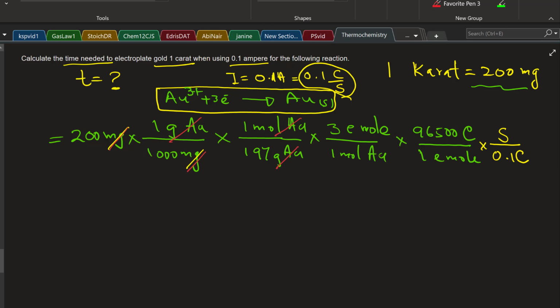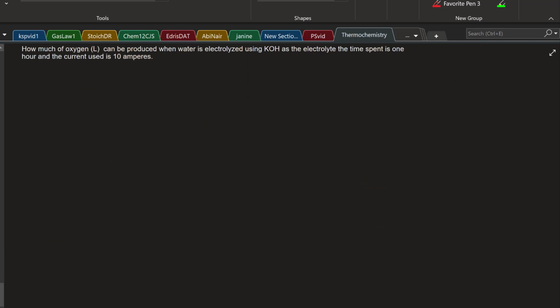Let's cancel. Milligram to milligram, gram to gram cancels, Au mole to Au mole, and electron mole to electron mole cancels, coulomb to coulomb cancels. You end with the seconds. So that's what we expected. Make sure units are correct, seconds, and plug and chug. You get, yes, this many seconds. If you need hours, divide by 3600 over 1 hour, so you will get the hours, right? So it's roughly 0.8 hours.